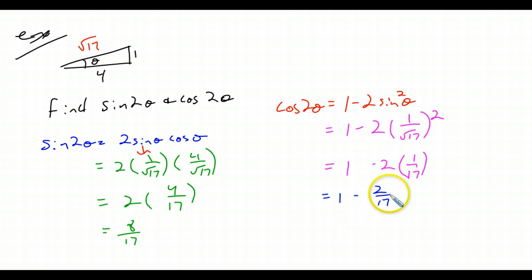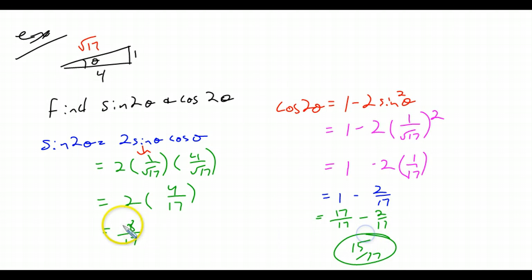I apologize. So in order to add or subtract fractions, these are ones that I do want you to be able to do. I need to get a common denominator. So 1 is 17 over 17. So 17 over 17 minus 2 over 17 will be 15 over 17. And there we go. So I have cosine of 2 theta and I have sine of 2 theta.